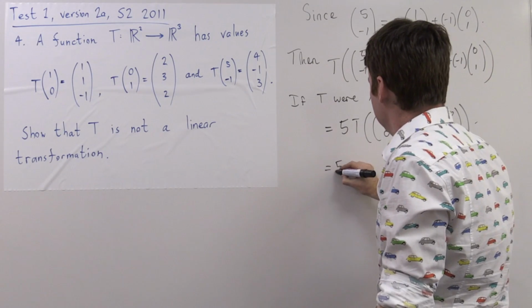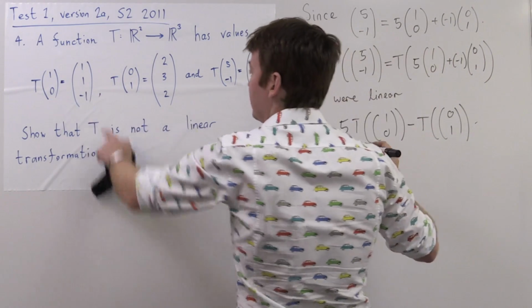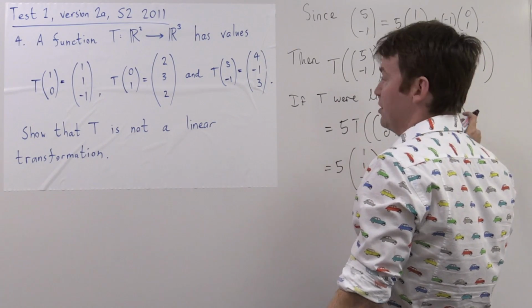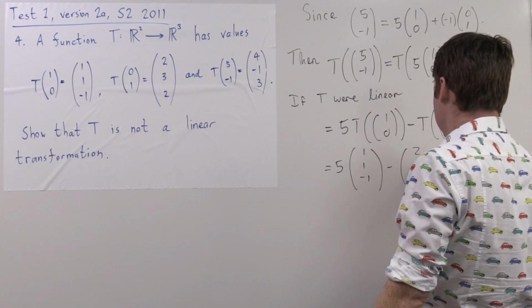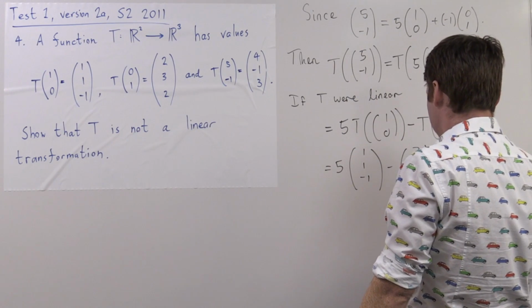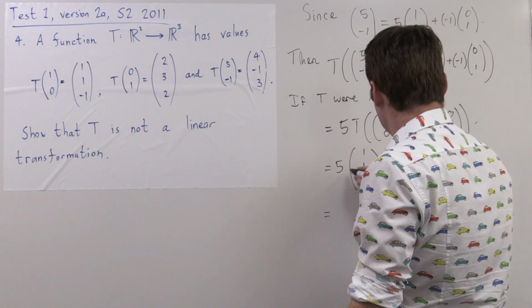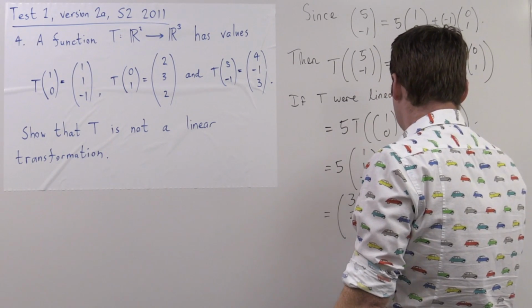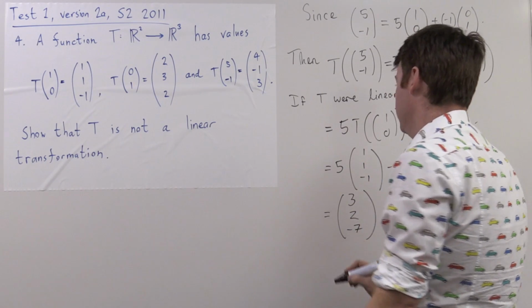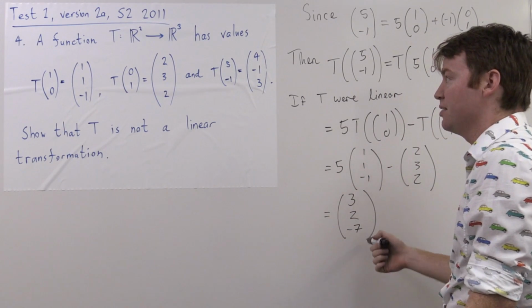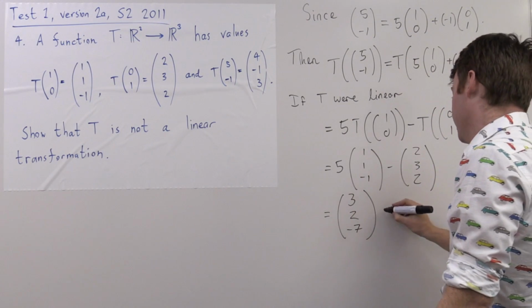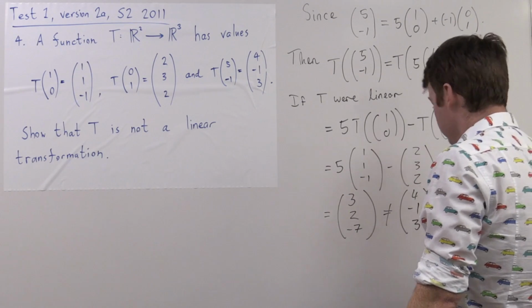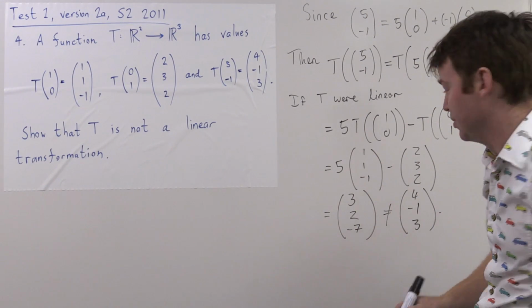This just gives me 5 times this thing, minus whatever T did to (0, 1), which is equal to (5 - 2, 5 - 3, -5 - 2). So if T is a linear map, then this is what T of (5, -1) should be, but that's not what they told us. A contradiction, hence T cannot be linear.